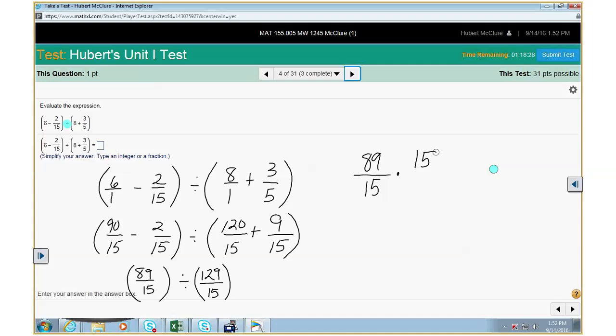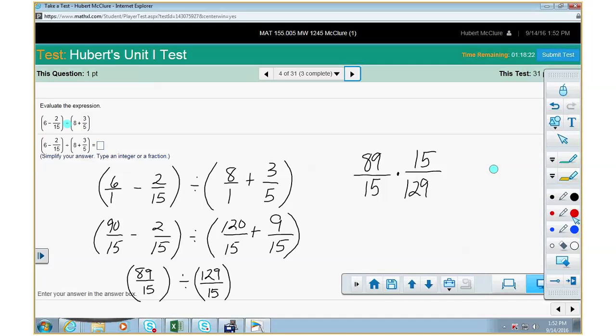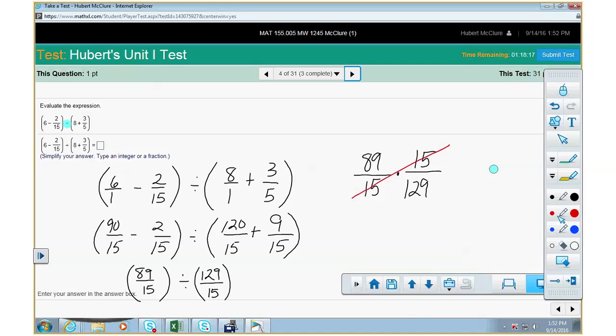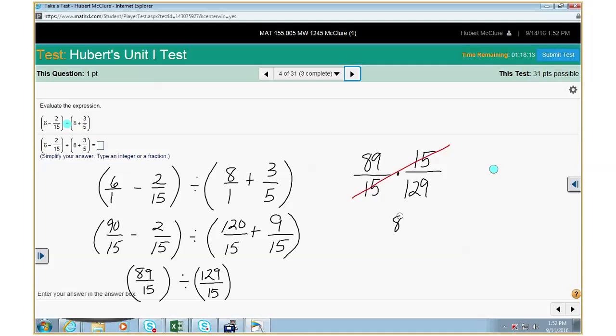15 over 129. Oh my goodness, look what happens to the 15s. What happens to them? They cancel. Now, you may be able to reduce, I'm not going to worry about that. 88 over 129. That's up to you if you want to reduce it. I'm not worried about that. That's something you should be able to do on your own.